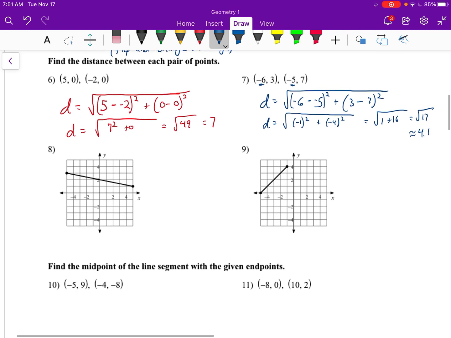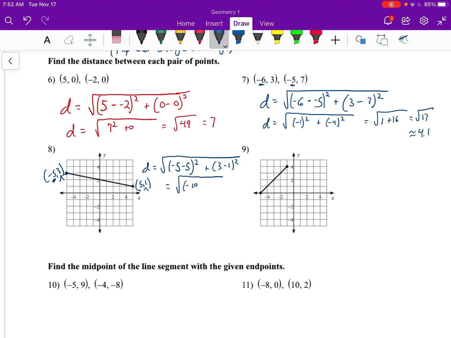All right. 8 and 9 are similar. So we got the distance formula again. This time we don't have the points written, but they're right there. So this point, if you want to write, this is negative 5, 3. And the point on this end is 5, 1. So, same thing. Plug it in the distance formula. So x sub 1 minus x sub 2 plus y sub 1 minus y sub 2. So negative 5 minus 5 is negative 10 squared. 3 minus 1 is 2 squared. So this is going to be the square root of 100 plus 4, which is the square root of 104.